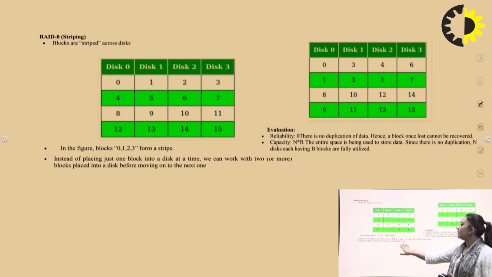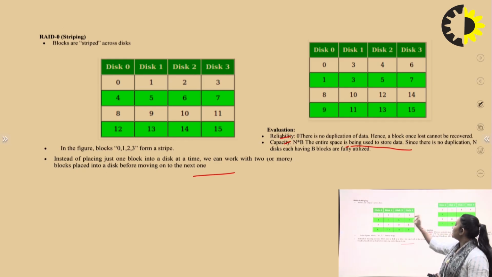We need to check the reliability and the capacity. For reliability, we can check that no duplication is required, and the capacity can be fully used to store data. So the first disk is disk 0. Next within disk 1 we go to disk 3, then disk 4, then disks 5 and 6, then it is updated by disk 4, right? The selected elements need to be arranged like that, right?